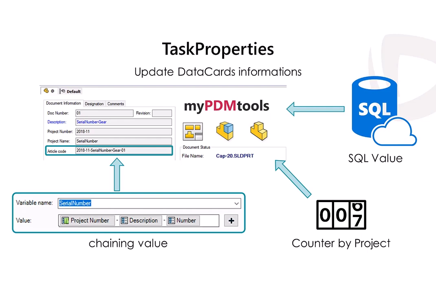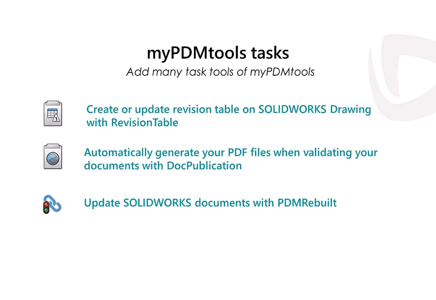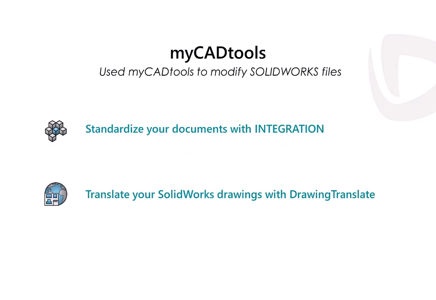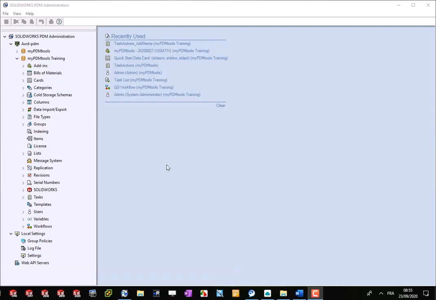The tool also allows you to automatically rename processed files using PDM variables. In addition, TaskActions allows you to automatically associate actions from other myPDMtools. For example, doc publication, PDM rebuild, or revision table, as well as tools from the CAD tool suite such as integration or draw and translate. Finally, the tool also allows you to apply stamps directly to native PDF files.